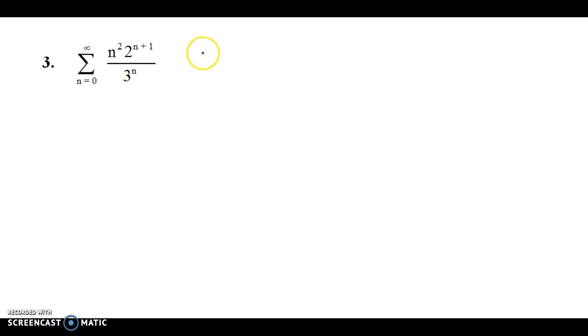a little bit more complicated. What is the limit as n approaches infinity of the absolute value of (n plus 1) squared times 2 raised to the n plus 1 plus 1, divided by 3 raised to the n plus 1, divided by a sub n, which again is just the reciprocal, multiplied by the reciprocal of a sub n.